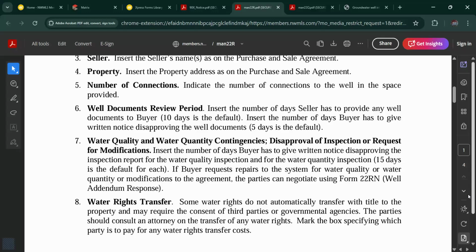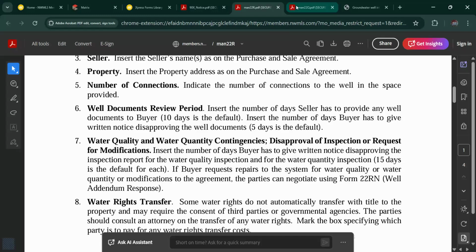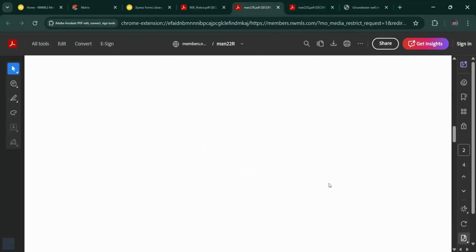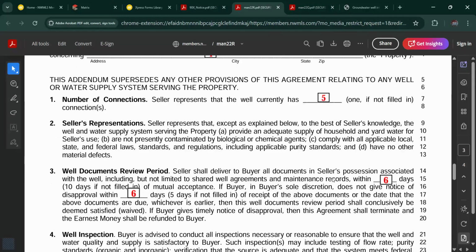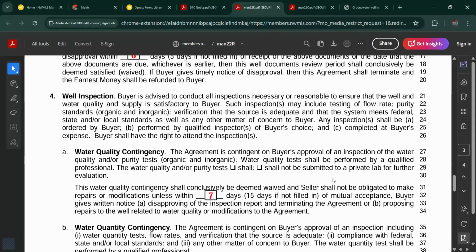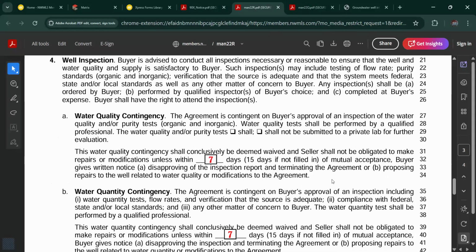If buyer requests repairs to the system for water quality or water quantity or modifications to the agreement, the parties can negotiate using Form 22RN, which is the well addendum response. How long do you think it takes to get reports back from a lab on a well? It's at least 2 weeks.